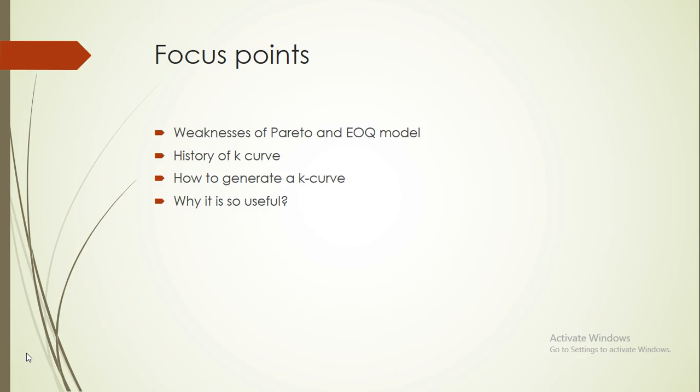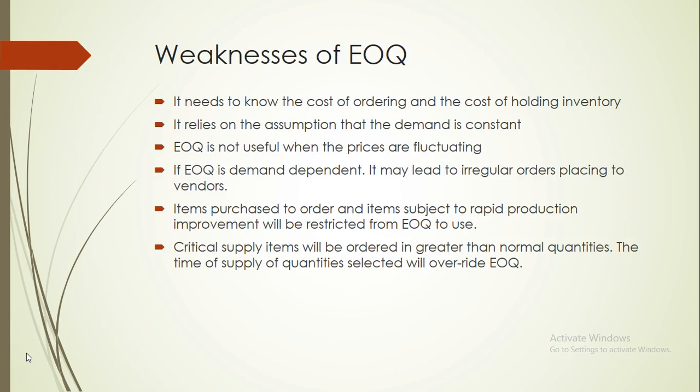So now let us look at the weaknesses of EOQ. The first weakness of the EOQ is that it needs to know the cost of ordering and the cost of holding inventory. It is very difficult to determine these values. If these values are not clearly known or determined, the EOQ cannot be calculated accurately. It also relies on the assumption that demand is constant.